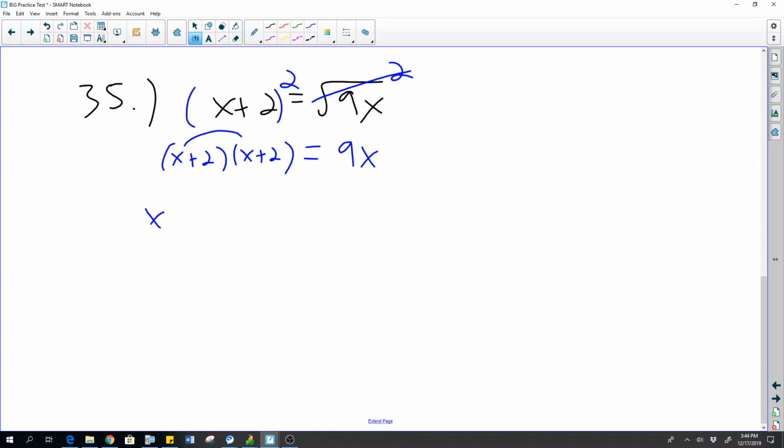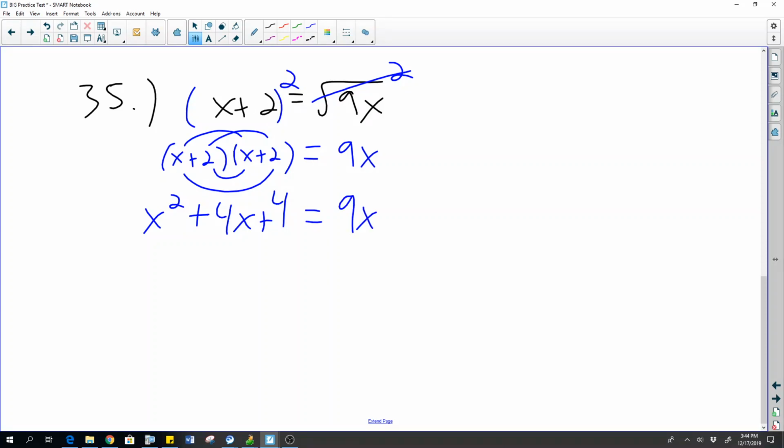So x times x is x squared. 2 times 2 is 4. And then 2x with another 2x is a 4x. And so a lot of times people forget that middle term, that 4x there. People forget that and make mistakes. So let's not make those mistakes.